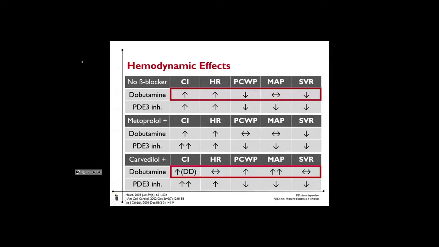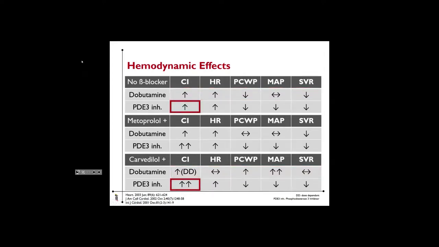And dobutamine is active on all three of those receptors. So because carvedilol blocks beta-1 and beta-2, the only open receptor essentially is alpha-1. And dobutamine almost produces this vasopressor-like effect, increasing MAP and increasing pulmonary capillary wedge pressure. Again, similar to metoprolol, carvedilol also has this kind of enhanced effect on cardiac index with milrinone.